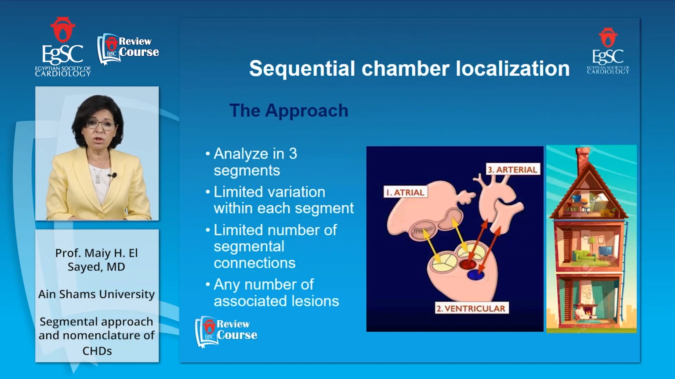So what is the approach? We analyze in three segments. There are limited variations within each segment, which we're going to talk about later. There is a limited number of segmental connections, also discussed later in the lecture. And then there is any number of associated anomalies. Think of it like a house with three stories, where you start building the first floor, then the second floor, and then the third floor, and then we see what we get at the end.